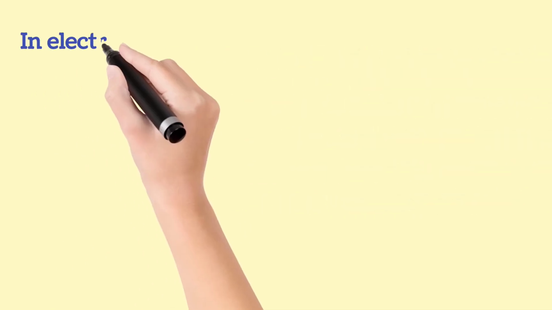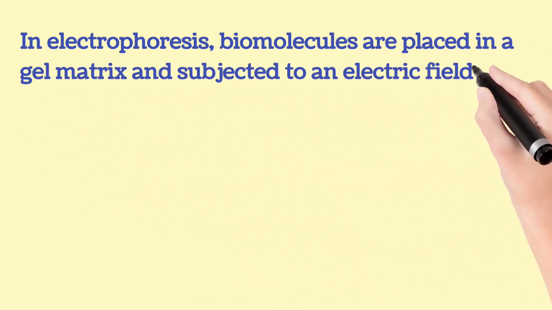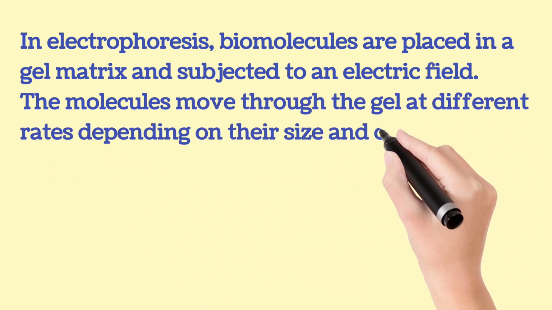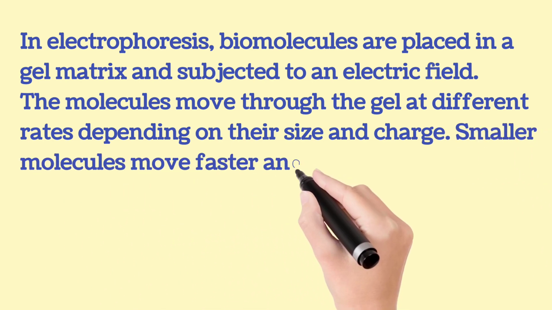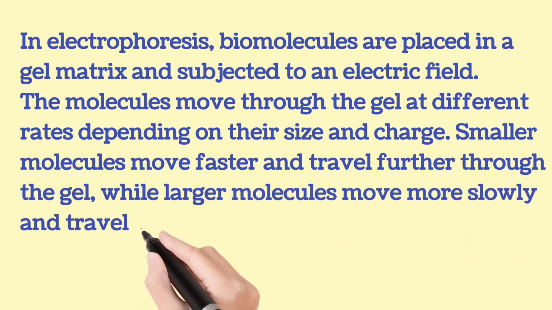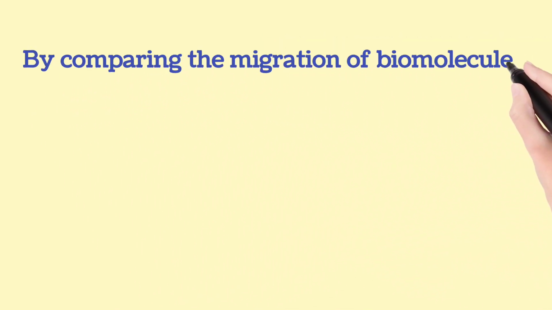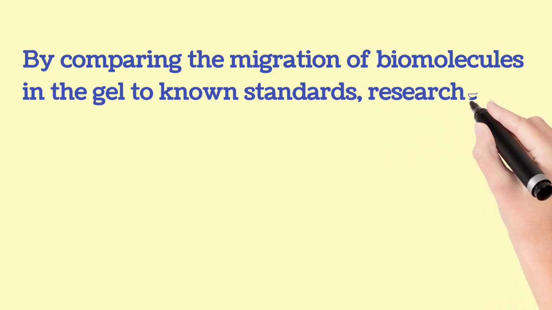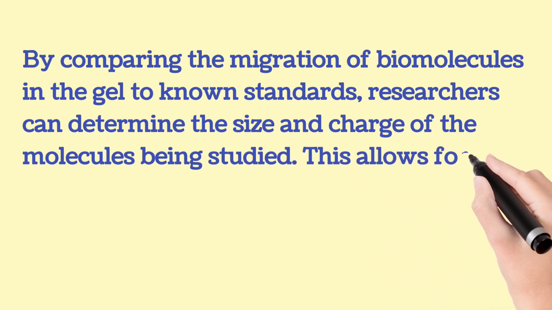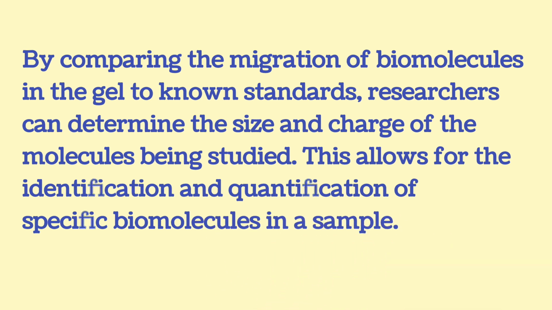In electrophoresis, biomolecules are placed in a gel matrix and subjected to an electric field. The molecules move through the gel at different rates depending on their size and charge. Smaller molecules move faster and travel further through the gel, while larger molecules move more slowly and travel a shorter distance. By comparing the migration of biomolecules in the gel to known standards, researchers can determine the size and charge of the molecules being studied. This allows for the identification and quantification of specific biomolecules in a sample.